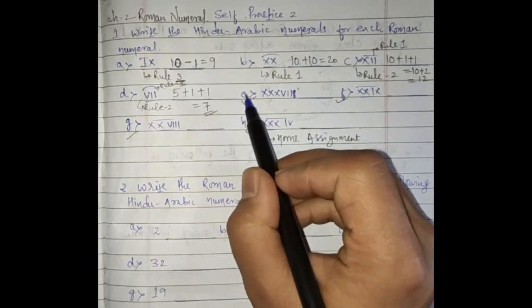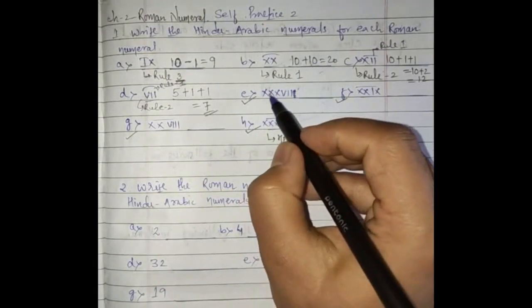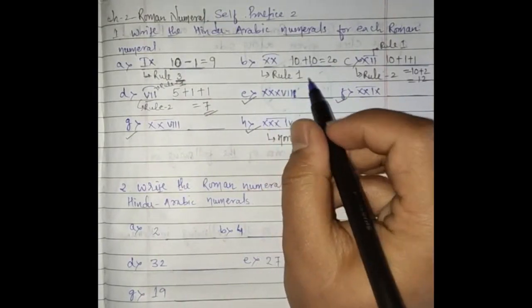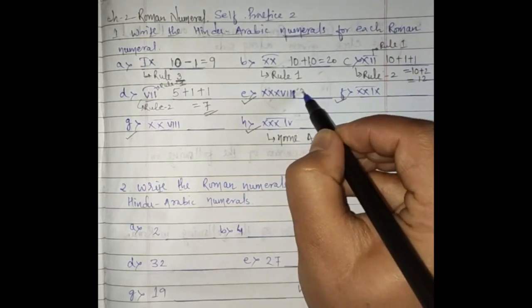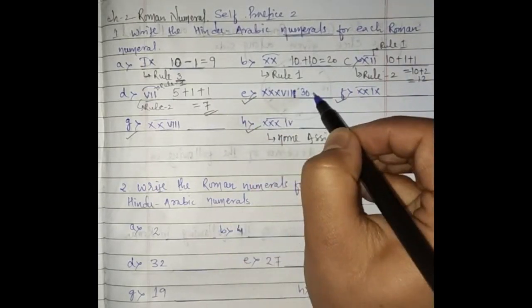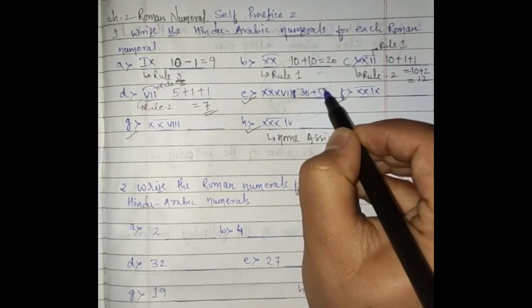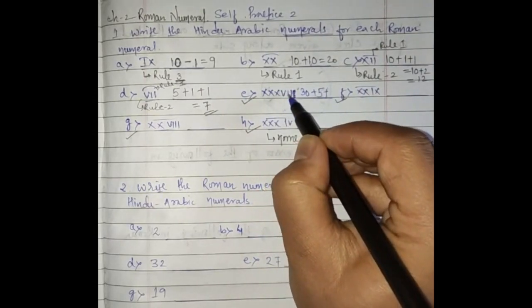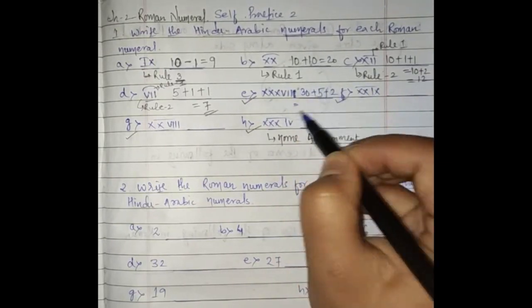That is question number E from question number 1 of self practice 2, right? You have to write this in Hindu Arabic numerals. So XXX is 30. Okay, I'm writing directly. V represents 5 and plus, how many I are repeated? 2. So it is 30 plus 5 plus 2.